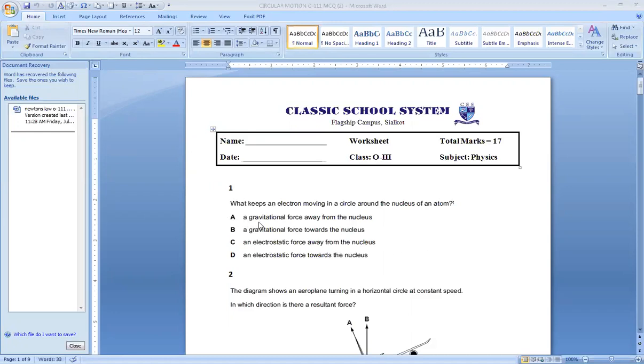First option says the gravitational force. I'm not considering it because it's not gravitational force. Second says gravitational force. I'm neglecting it as well. Third says electrostatic force away from the nucleus. Force is not away, it's towards. So D is your option.